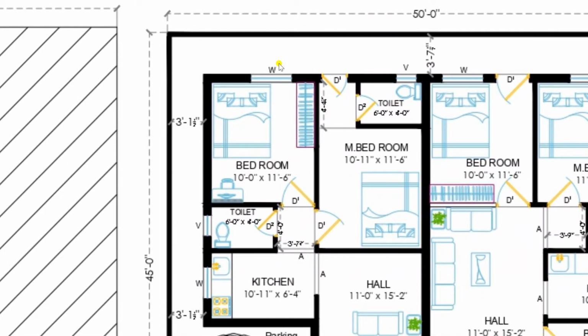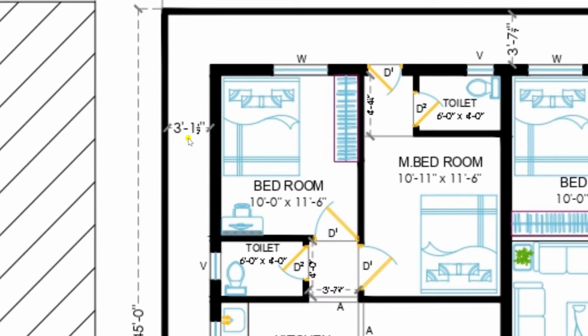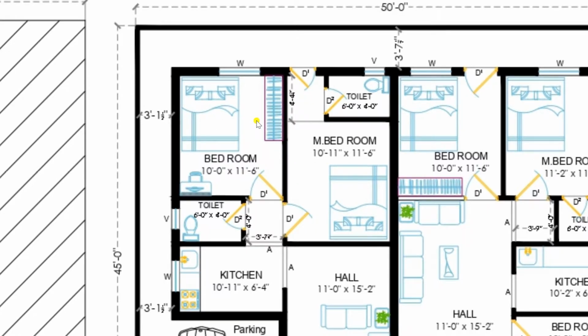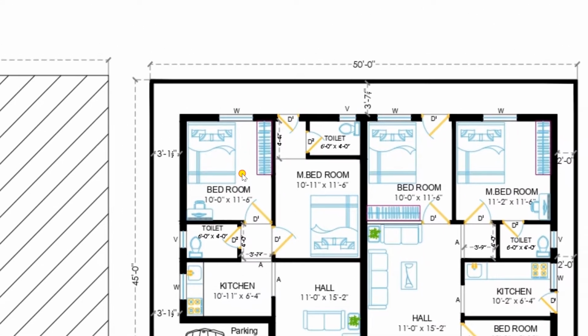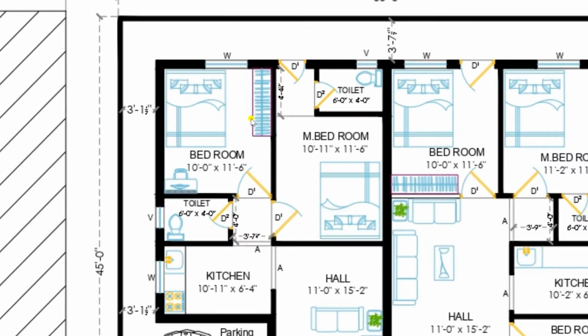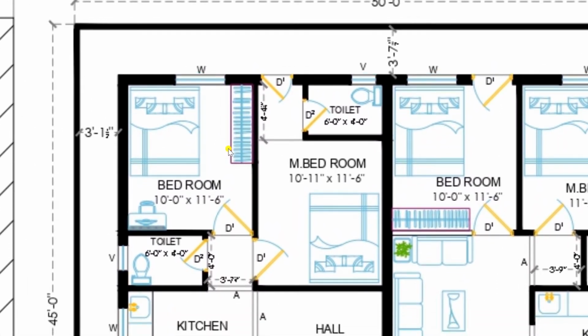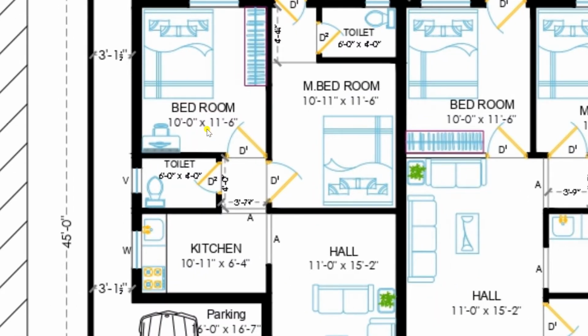Similarly, we have left a setback of 3 feet 1.5 inches on the left hand side of this family portion. Setbacks are most important nowadays for the purpose of ventilation, because we can't keep the total construction on the carpet area. Now let us see the next bedroom.